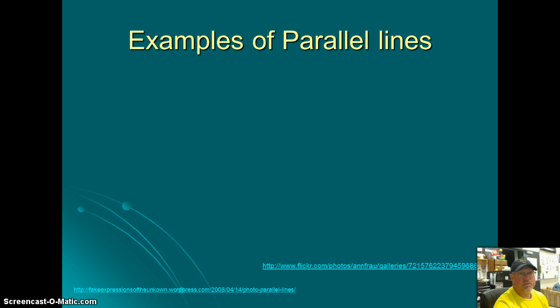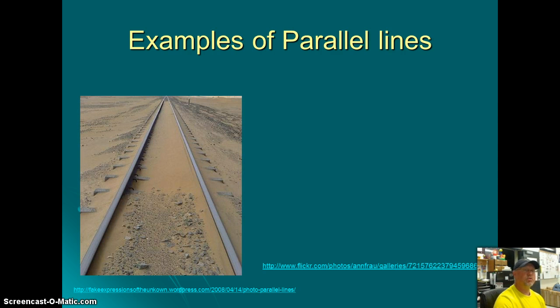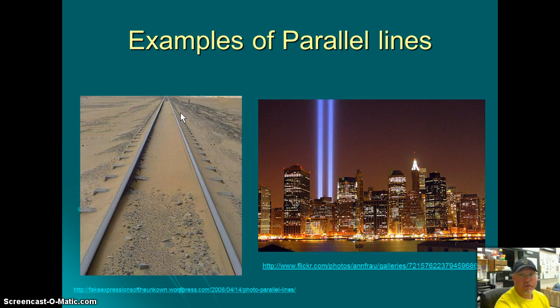A couple examples of parallel lines: railroad tracks. They will go on forever. They will never meet. And then we have a night shot of the New York City skyline with the two remembering lights from the World Trade Towers. Those again are parallel. They would never meet as they go up into the sky.